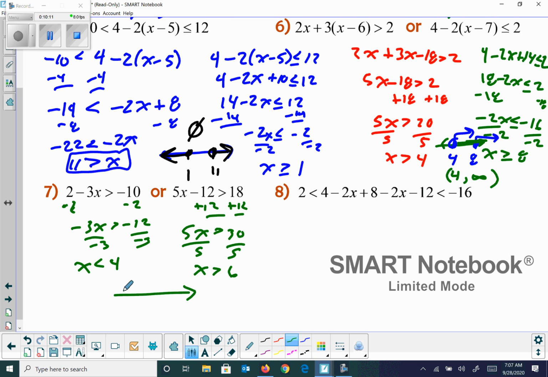So if we look at this, we have 4 here, we have an open dot going this way. We have 6 here, open dot going this way. So that's going to negative infinity, that's going to positive infinity. So my interval notation is going to go from negative infinity to 4, soft bracket, and 6, soft bracket, to infinity.